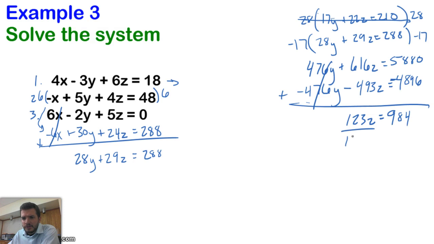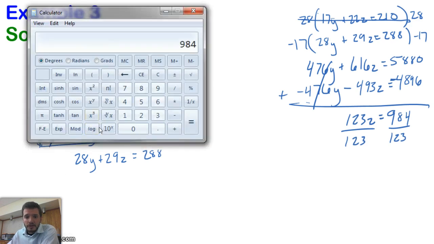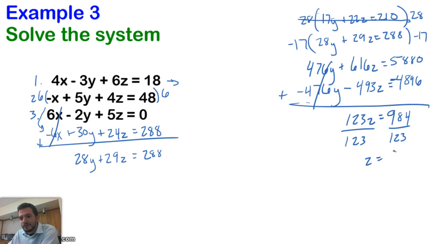Saying a silent prayer to myself to hope that 984 is divisible by 123, because if it's not, I'm going to start throwing desks. So 984 divided by 123. What? Oh my goodness, that's wonderful. 8. So z equals 8. Alright, there we go. First answer's done.